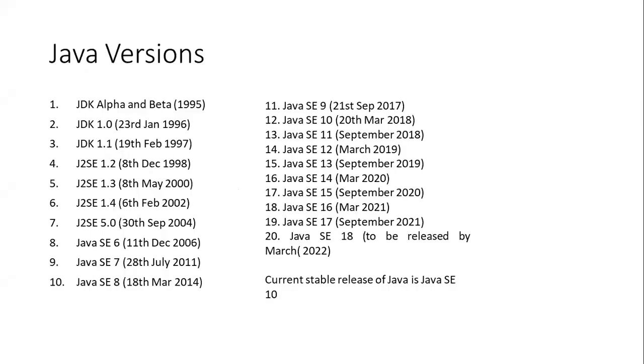Java versions. In 1995, there was an alpha and beta version, and then JDK 1.0, 1.1, 1.2, up to SE 18. You can go through the list of Java versions with their names and release dates. Here, the current stable release of Java is Java SE 10. We also have Java SE 11 to Java SE 18, but the stable version is Java SE 10.